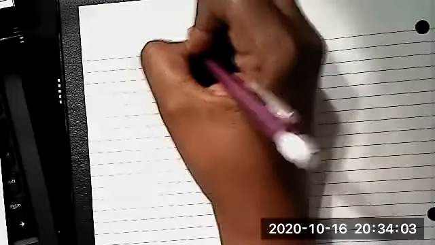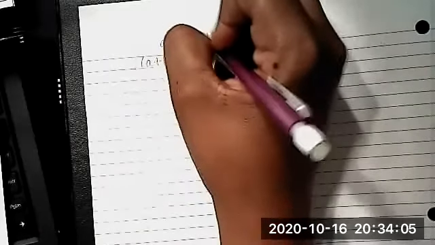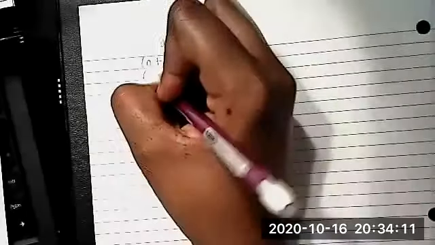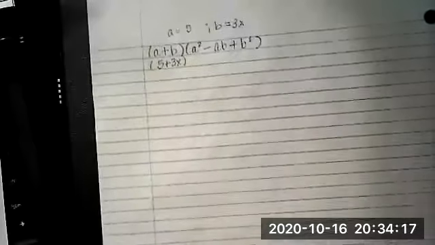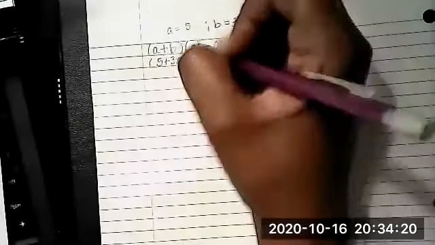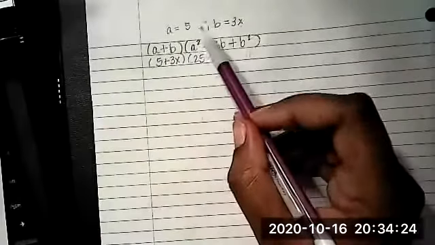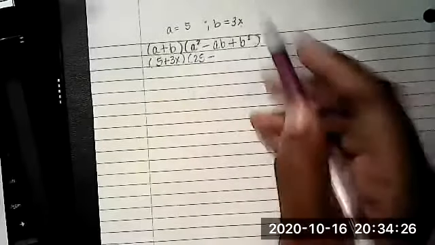So we said A represents 5. Again, I'm going to write it here. A is 5, and B is going to be equal to 3x. So let's put them in. A is 5. 5 plus 3x is our B. And then A squared is going to be 5 squared, which is 25, minus AB. What is 5 times 3x? 15x.